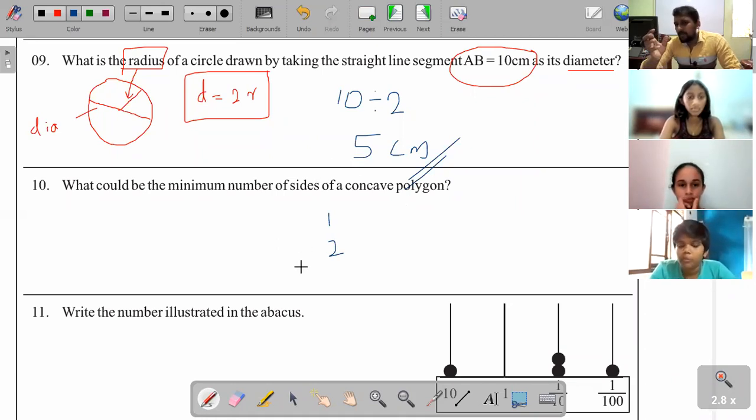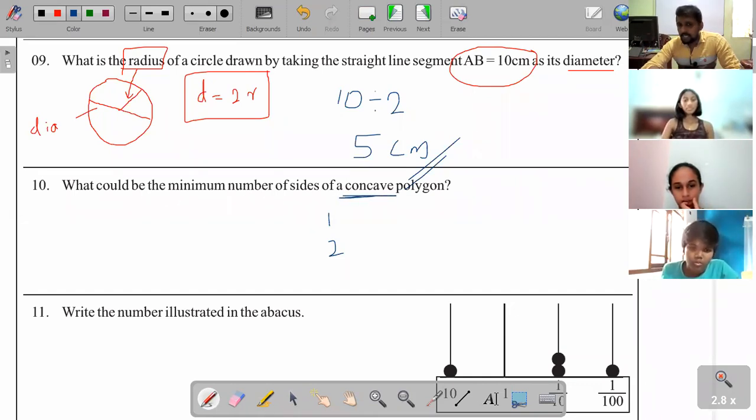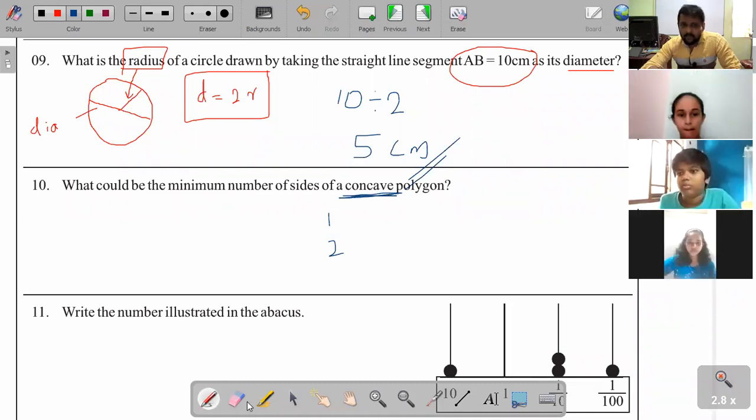What is the minimum number of sides of a polygon? There are 3 sides, right? But we want to construct a concave polygon. What is the minimum number of sides? I think one student said 4.